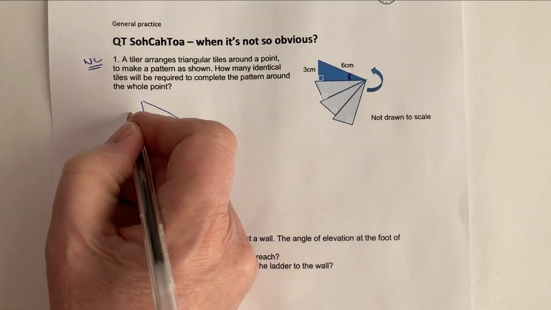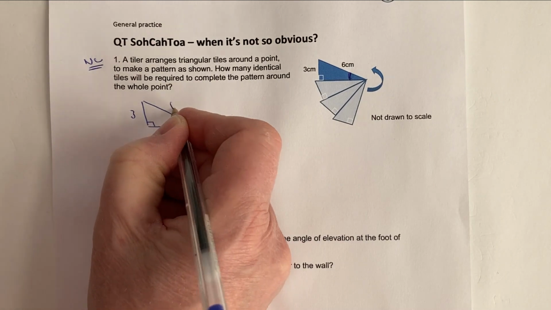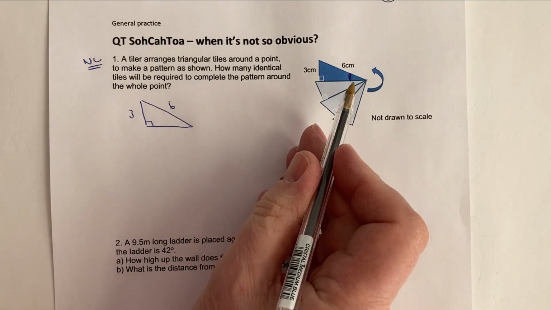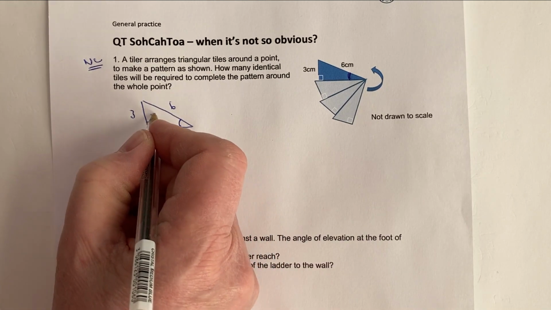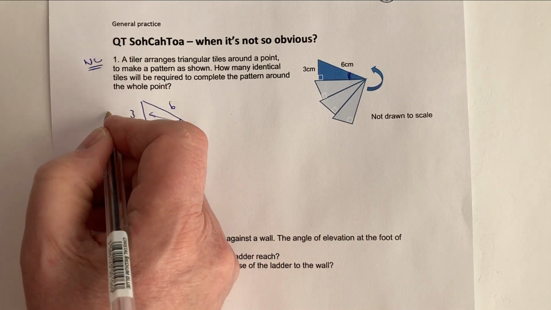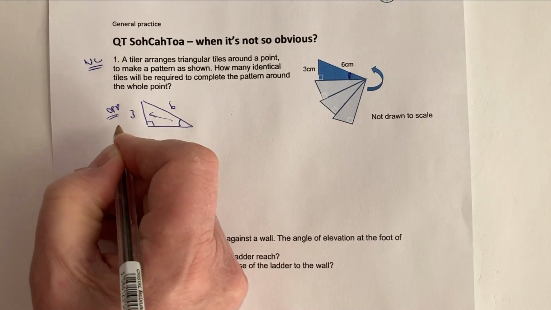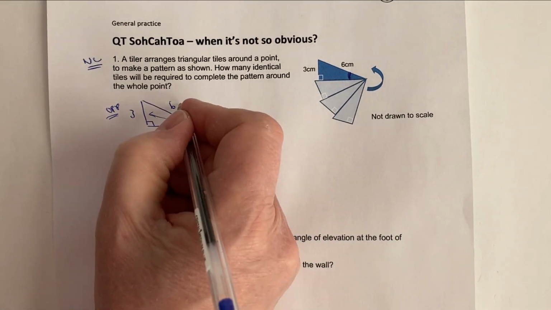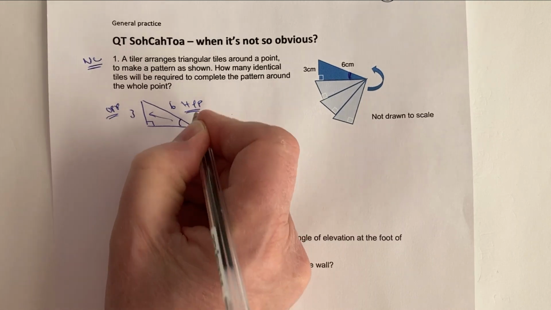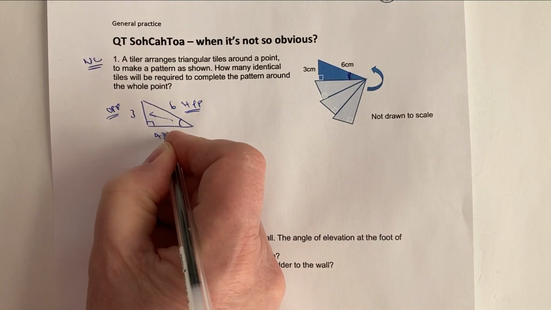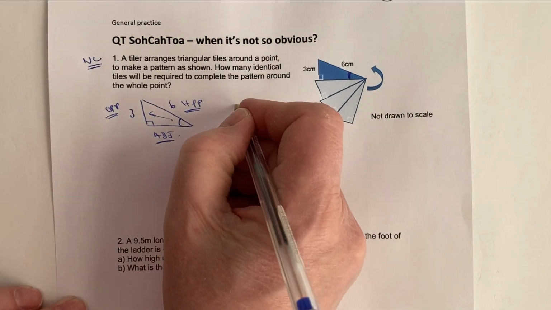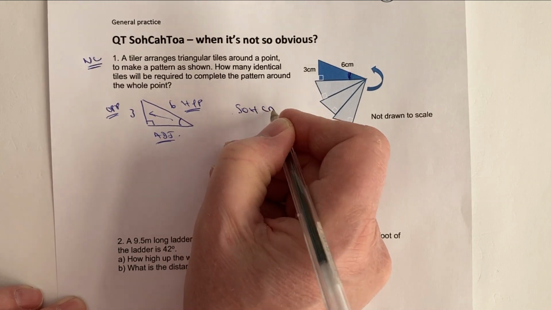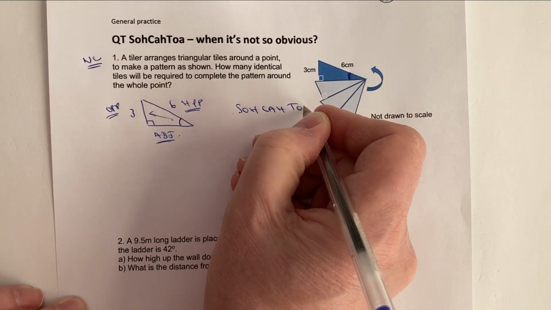Now in this case I've got this side, which is 3, and this, which is 6. If we're trying to work out this angle, it is opposite to the 3, so I'm going to put opposite there. The longest side is going to be the hypotenuse, and the one that's left is the adjacent. Then, as I've done in previous videos, I'm going to write SohCahToa, and I'm going to make a decision as to which ratio I'm going to use.